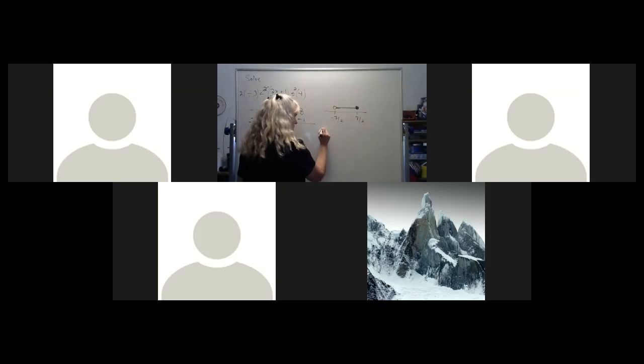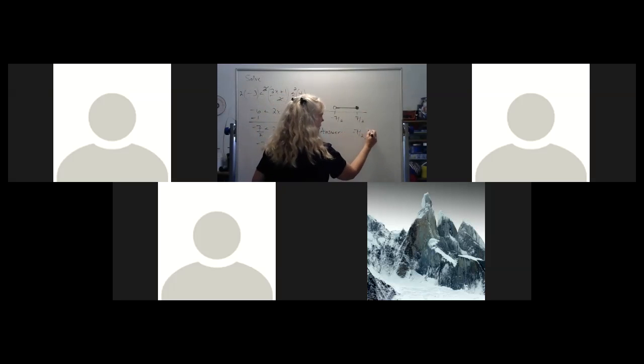So then the answer that I'm going to want, we're going to go from negative 7/2 to positive 7/2. What do I need on the negative 7/2? A parenthesis or a bracket?